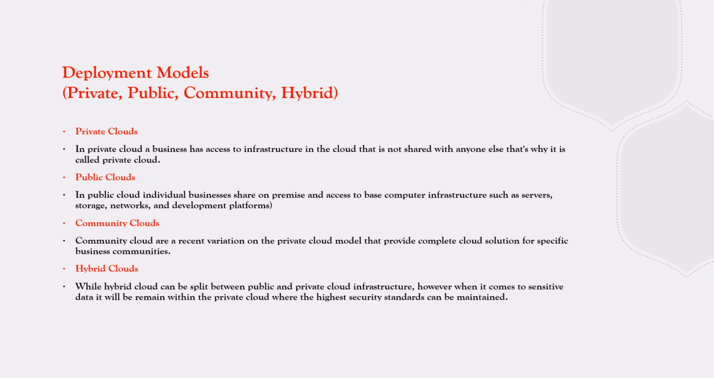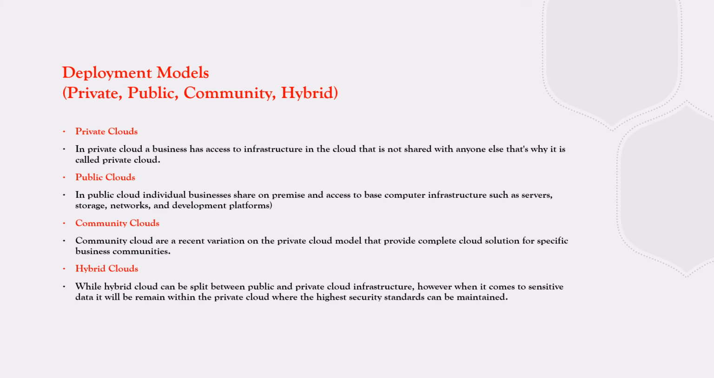Private clouds. In a private cloud, a business has access to infrastructure in the cloud that is not shared with anyone else. That's why they call it a private cloud. But public cloud, in this cloud, individual businesses share on-premise and access-based computer infrastructure such as server, storage, network, and development platform. So that means multiple companies or establishments can share the entire resource and split it based on their needs.